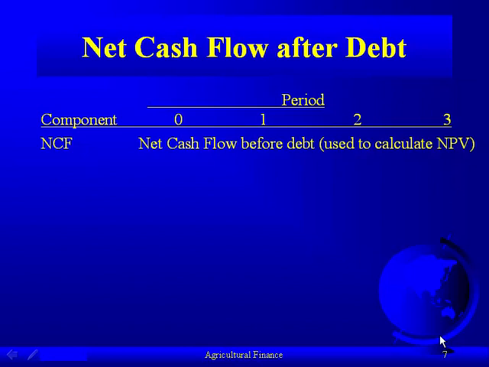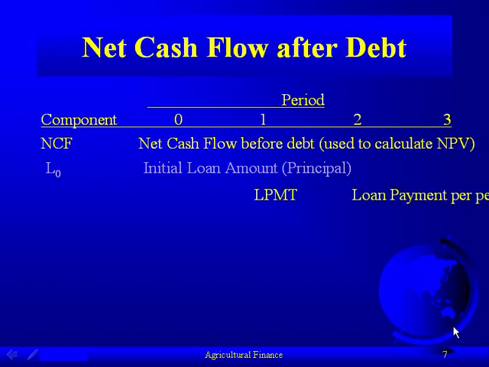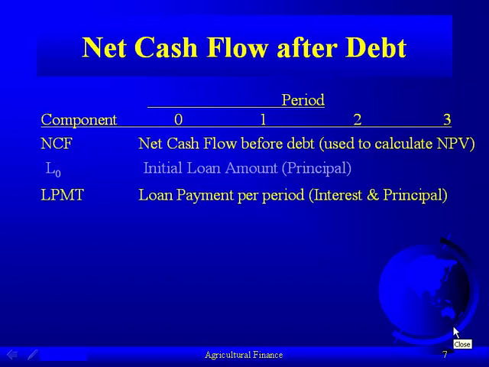That becomes the first line on this particular chart. The next line is the initial loan amount. This is the amount of money that we borrow initially for the purchase of this investment. The third line, LPMT, is the loan payment per period, and that loan payment includes interest and principal.